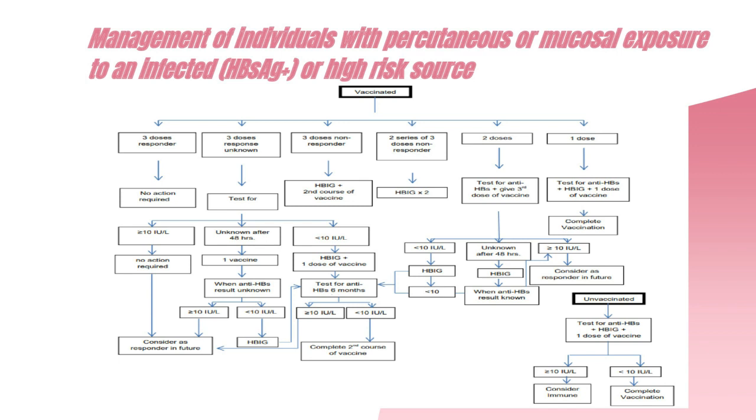When HBIG is indicated, it should be administered as soon as possible after exposure, preferably within 48 hours. However, it can be given up to 7 days following percutaneous or mucosal exposure and 14 days following sexual exposure. Lastly, when HBV vaccine is indicated, it should also be administered as soon as possible, preferably within 48 hours, and can be administered simultaneously with the HBIG at a separate site. Vaccines should always be administered in the deltoid muscle.